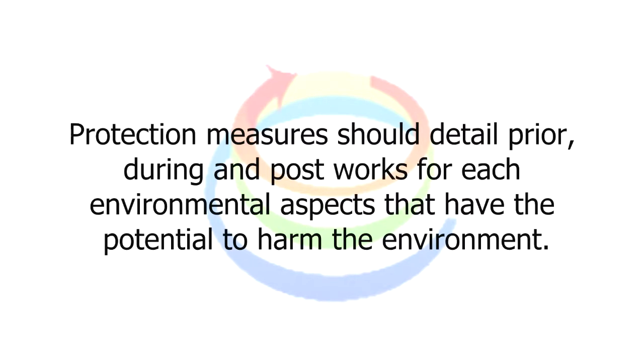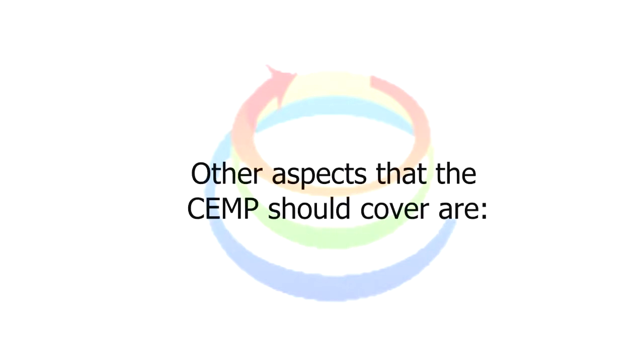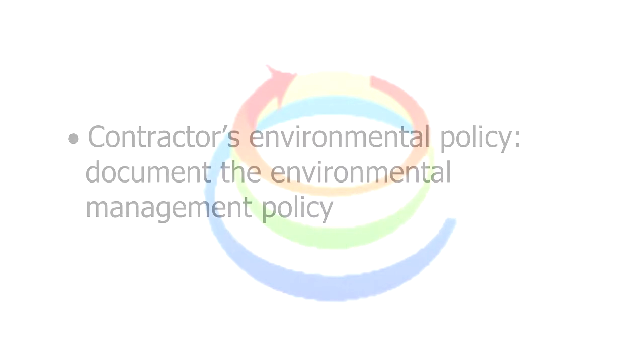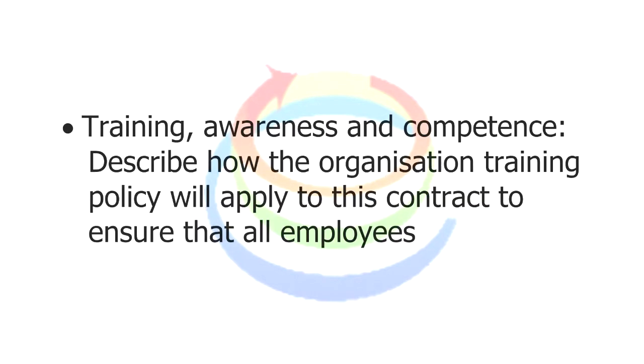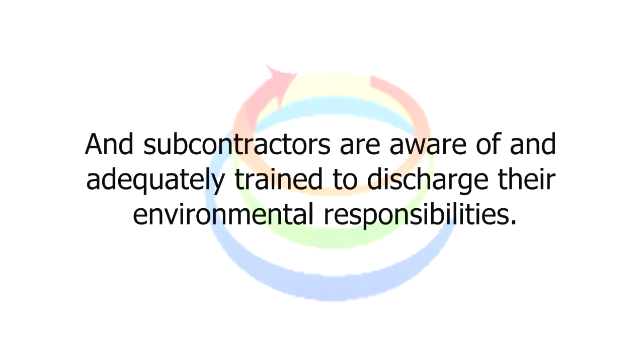Protection measures should detail prior, during, and post works for each environmental aspect that has the potential to harm the environment. Other aspects that the CEMP should cover are contractor's environmental policy, document environmental management policy, training, awareness, and competence. Describe how the organization training policy will apply to this contract to ensure that all employees and subcontractors are aware of and adequately trained to discharge their environmental responsibilities. A specific site briefing prior to the commencement of works shall occur.